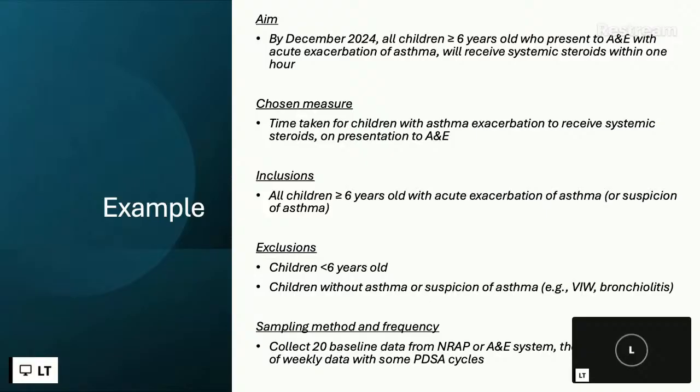Inclusion: I wrote all children more than or equal to 6 years old with acute exacerbation of asthma or suspicion of asthma. And exclusion: anyone less than 6 years old. Children without asthma or suspicion of asthma, I don't include them. And sample method and collection. So I collected about 20 baseline from the A&E system or the NRAP, which is the National Respiratory Audit Programme. Then I collected small sets of weekly data with some PDSA cycles.